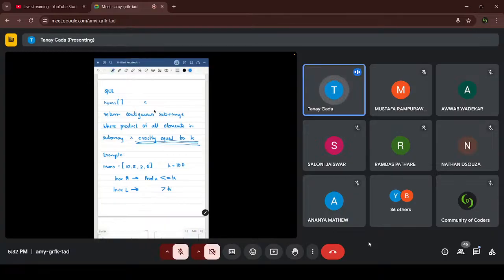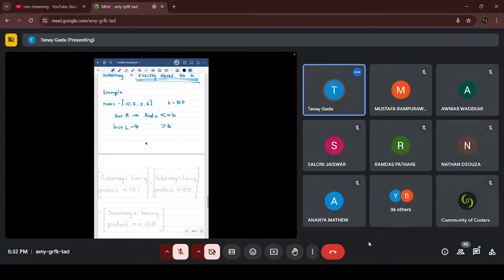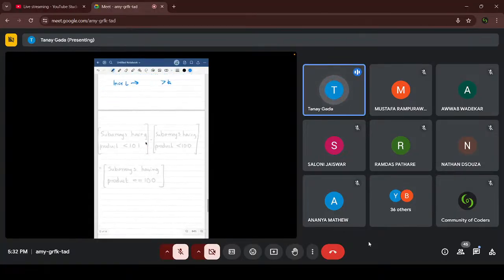Yeah, we can try this one also. I would add this in the PPT also. According to me, it will fail. I'm not getting the test case now. Otherwise, there is also an approach like inclusion exclusion.